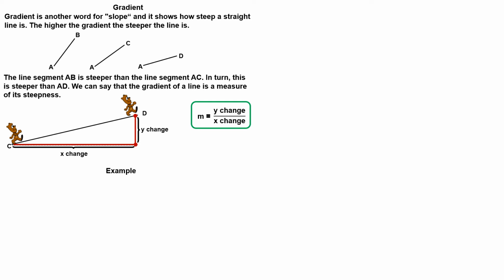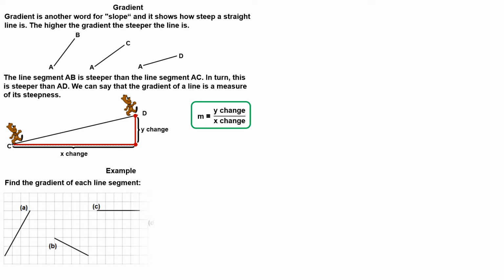When calculating the gradient of a line, you always start moving horizontally from left to right. Let's calculate the gradient of each line segment. Line A. Choose 2 points on the line segment and work out from left to right. The x-change is 3. You should remember that when the y-change is positive, it moves upwards. So the y-change is positive. The y-change is 5. The gradient is 5 over 3.